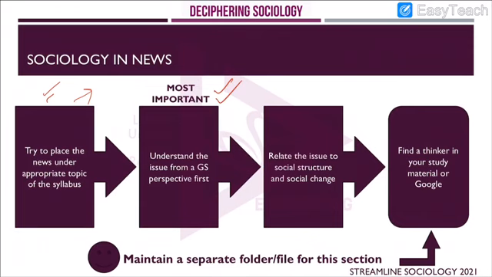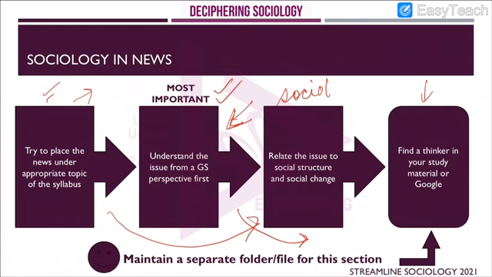Most of the time, candidates make a mistake: after placing the news under the syllabus, they jump to the third stage, which is relating the issue to social structure and social change, or analyzing an issue sociologically. Before analyzing any issue from a sociological point of view, you are required to understand a generalist perspective of the issue, or understand the issue from a GS point of view. Try to gather all the points, and only then go to the next stage.